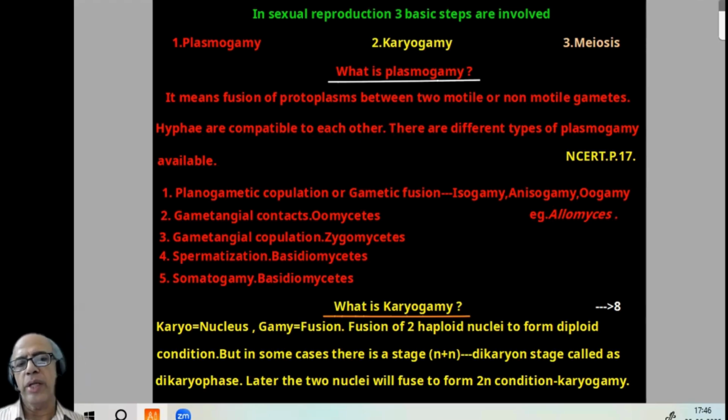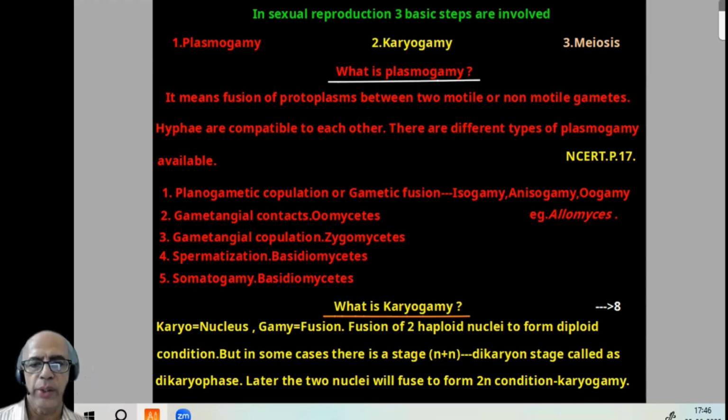Planogametic copulation or gametic fusion includes iso, aniso, and oogamy. One specimen is Allomyces. There are 3 types: iso, aniso, oogamy. Then gametangial contact, a typical example is Oomycetes. Gametangial copulation, as in the case of Zygomycetes. Spermatization, in higher fungi like Basidiomycetes. Somatogamy, in higher fungi like Basidiomycetes. I think after that it is clear.